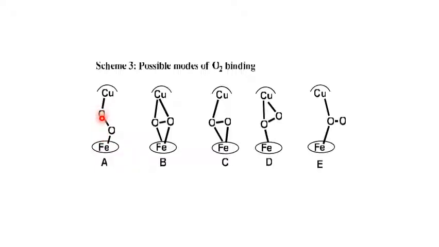This is one way, terminal bridging, eta 1 eta 1. This is actually a new kind of bridging. You can understand this kind of bridging as a diamond core like structure. This is eta 1. This is another kind of bridging binding mode, and different kinds of binding or bridging modes are possible when dioxygen activation takes place.